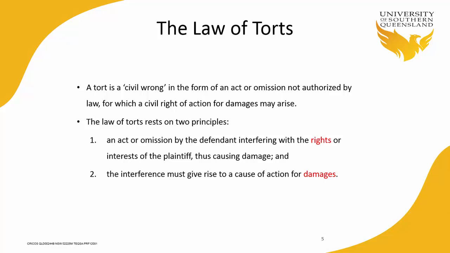Two principles decide the ambit or the extent of this tort and what would be caught under such areas of law or causes of action. So what are these two principles? The first is what it says here: an act or omission by the defendant. So the defendant has done or omitted to do something that interfered with rights or interests of the plaintiff, thus causing damage. When we say damage, we mean something like hurt.